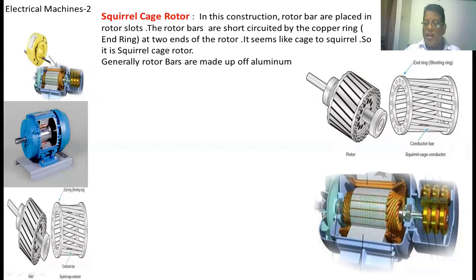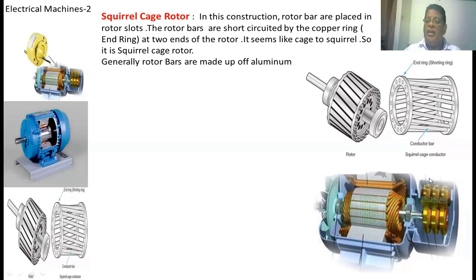On the same shaft, three slip rings are placed. The three slip rings are electrically isolated. The rotor winding is connected in star, so finally we get three terminals outside. Those three terminals are connected to the slip rings. On the three slip rings, three brushes are resting.